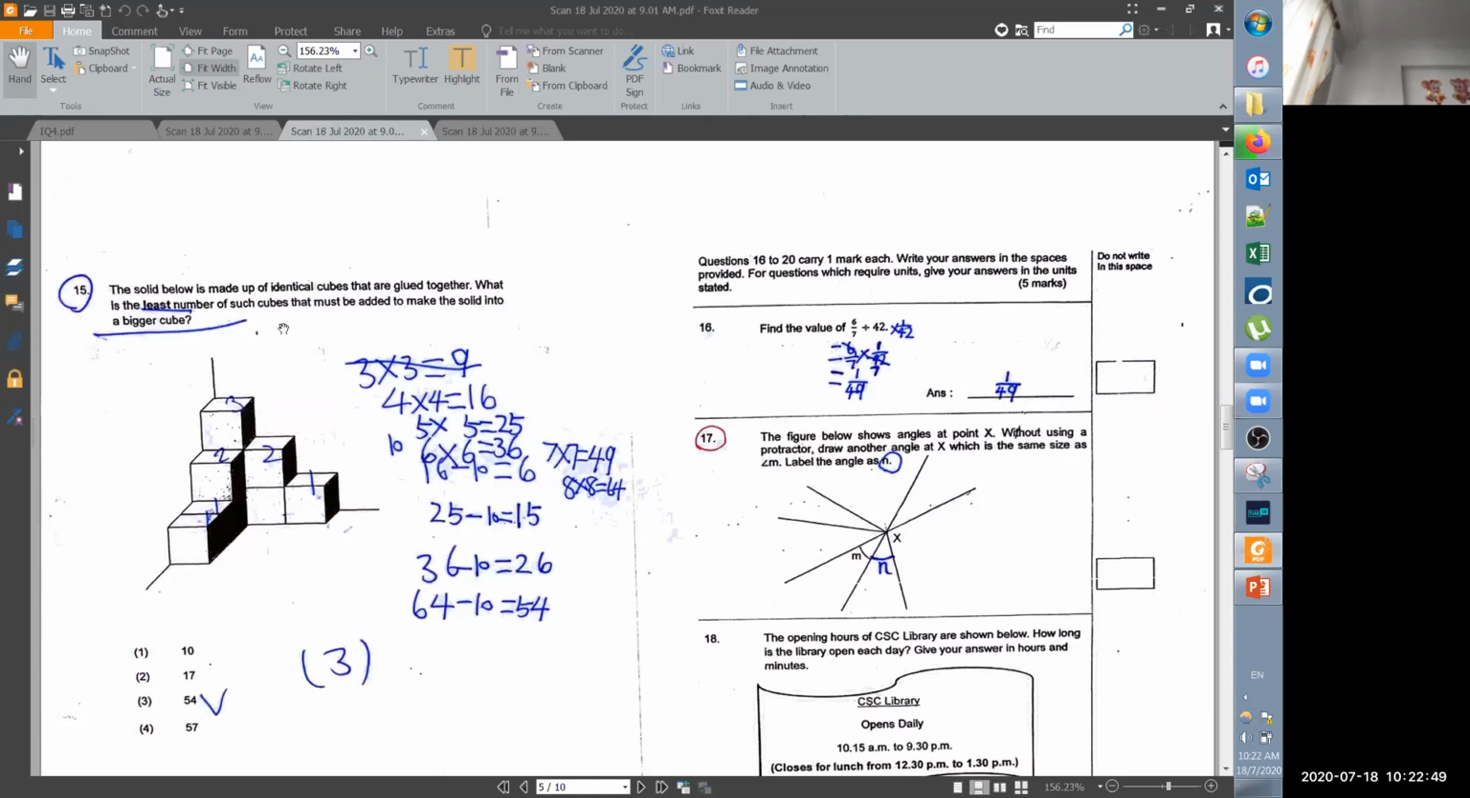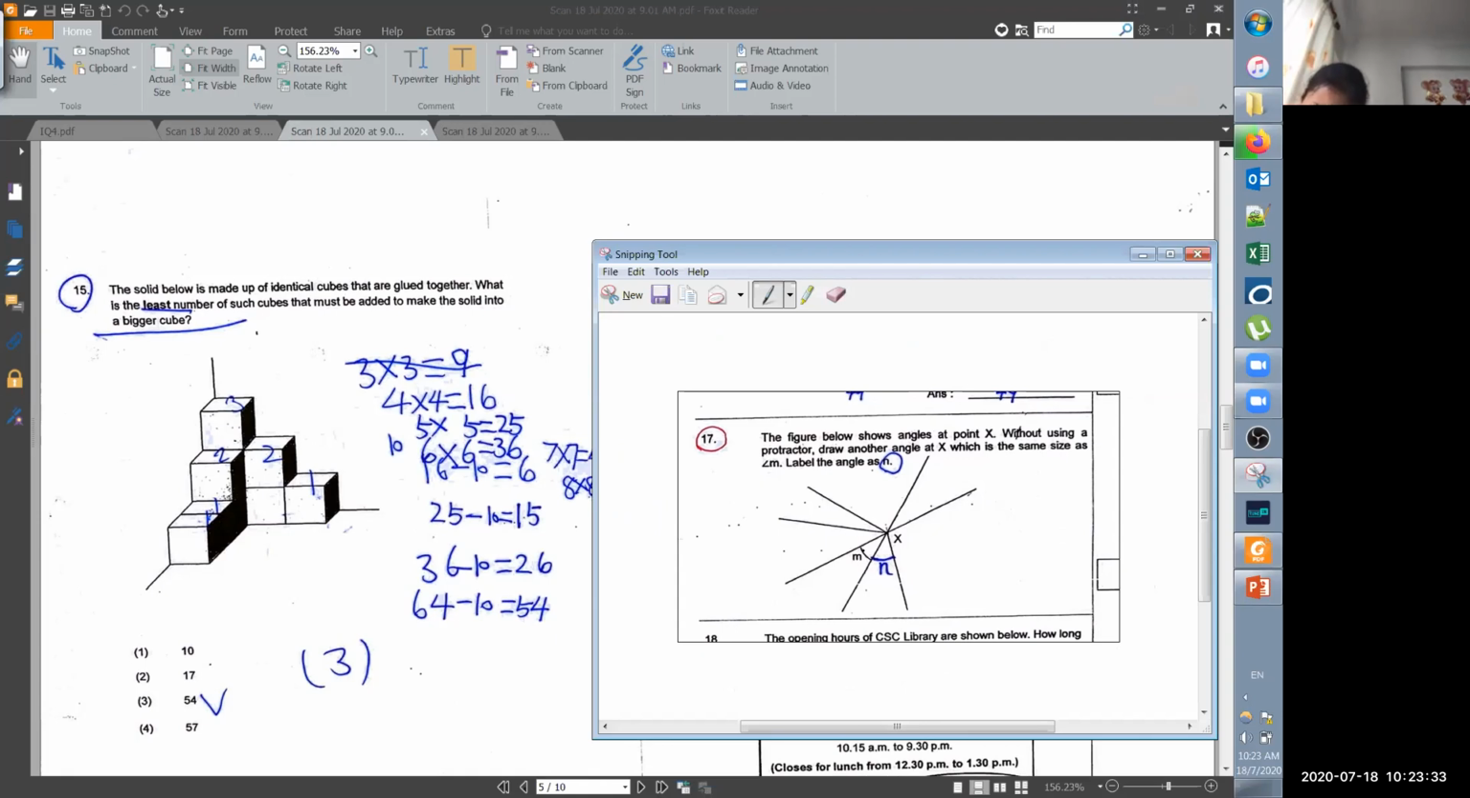Okay, we are done with all the MCQ questions, which is good. Now, question 17 over here shows the angle at X, which is here, right? Without using a protractor, that means you can't measure it with a protractor. Draw another angle at X, which is the same size as m. How do you do it? First thing first, you need to make use of the opposite angle rule, right? Opposite angles are equal.